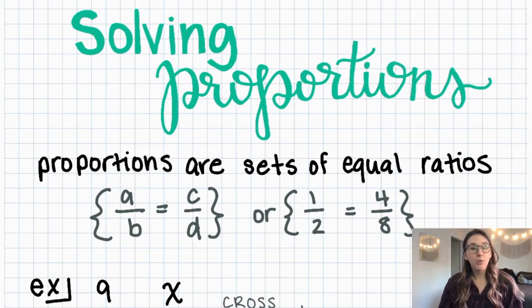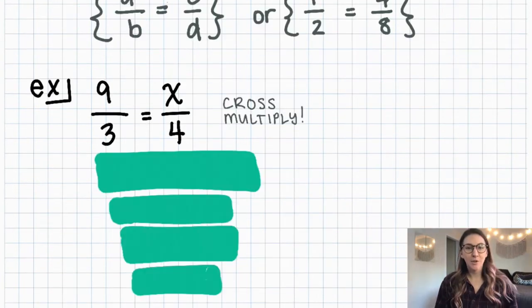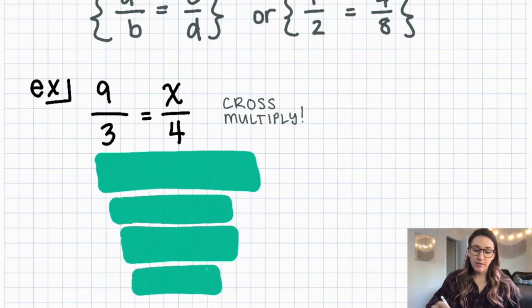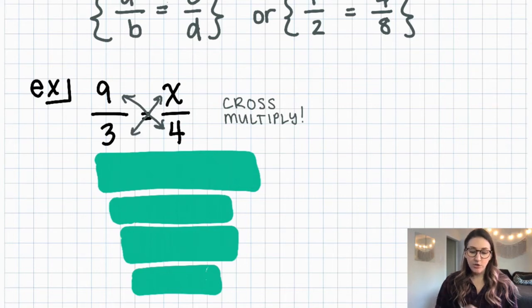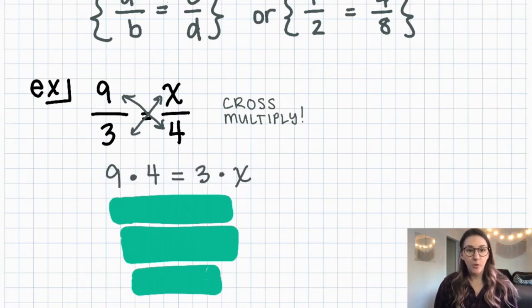Now, most of the time, you are going to need to solve a proportion for a missing variable. So we're going to look at examples like that. Our first example looks like this. We have the proportion 9/3 is equal to x/4. The way we solve these proportions always starts the same way, which is by cross multiplying. You take the top of one fraction and multiply it by the bottom of the other fraction, and then do the same thing with the other two parts. So we would need to do 9 times 4, which would be equal to 3 times x.